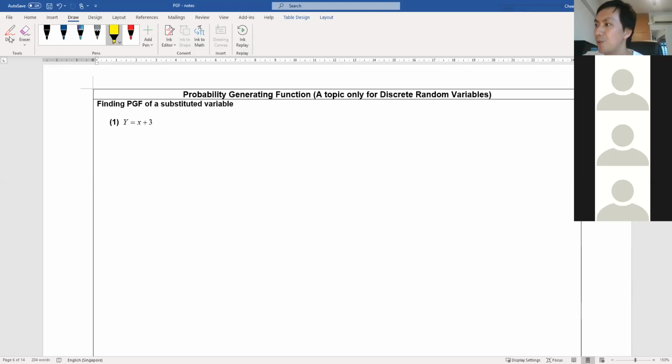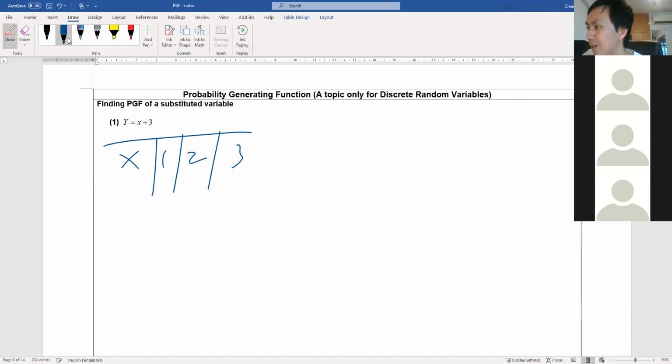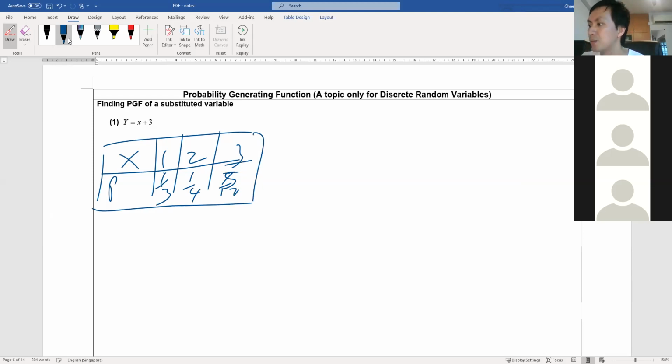For example, we will give you X first. X is again 1, 2, and 3 with probability 1/3, 1/4, 5/12. Then we say there's a new variable Y, so can you tell me what is the PGF of Y? This is one kind of transformation you can expect, a translation, plus or minus something.